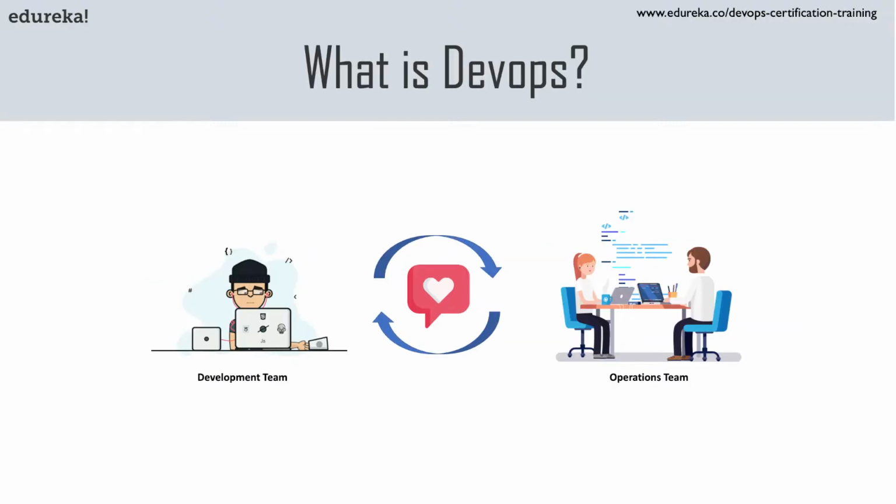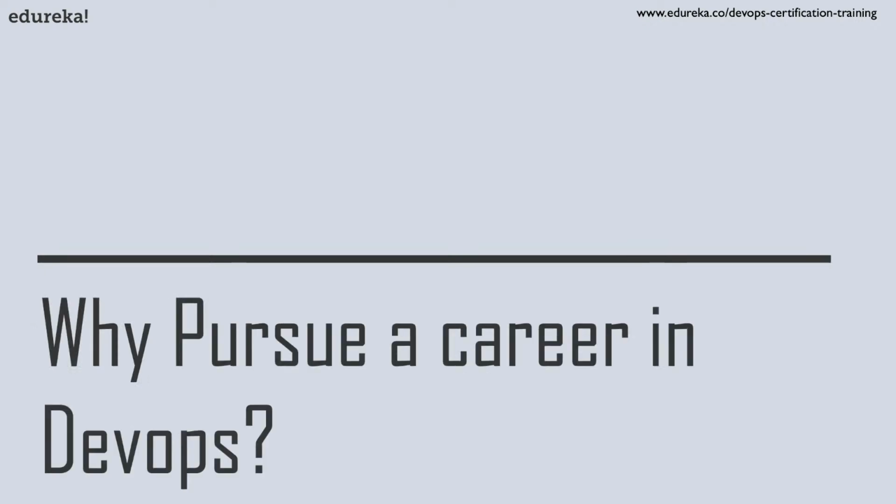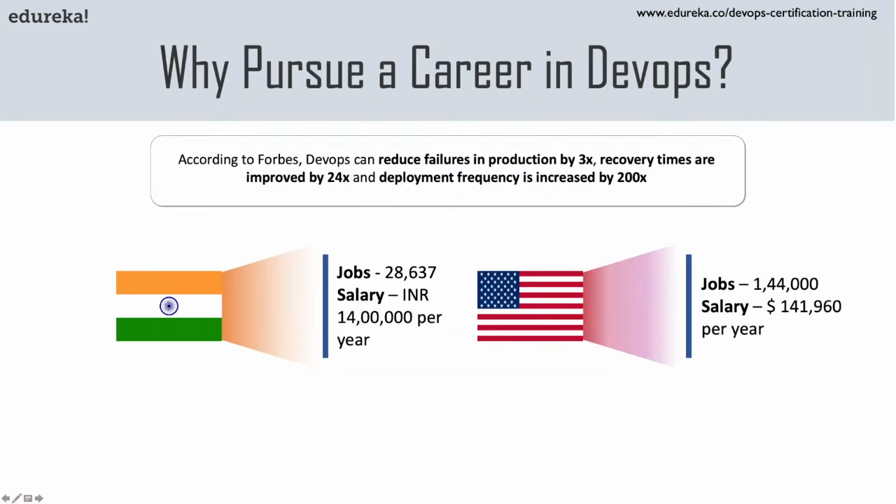Okay, moving along. So what is the next topic? So next what we're going to look at is, now that you understand what is the problem of DevOps and what you can solve by learning DevOps, let's understand why pursue a career in DevOps. Let's go ahead and understand that. So according to Forbes guys, DevOps can help your company to reduce failures by up to 3 times. It can help you improve recovery times by up to 24 times, and it can help you to increase the deployment frequency by up to 200 times. So these are the things because of which companies want to implement DevOps, and that is reflected in the numbers.